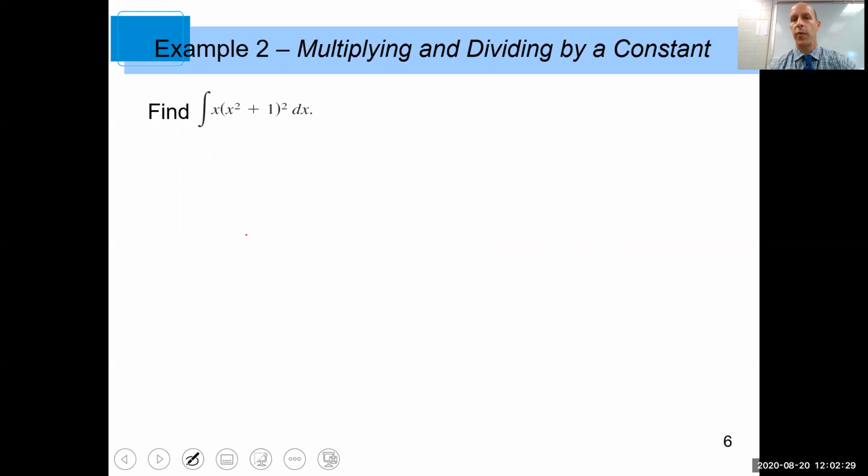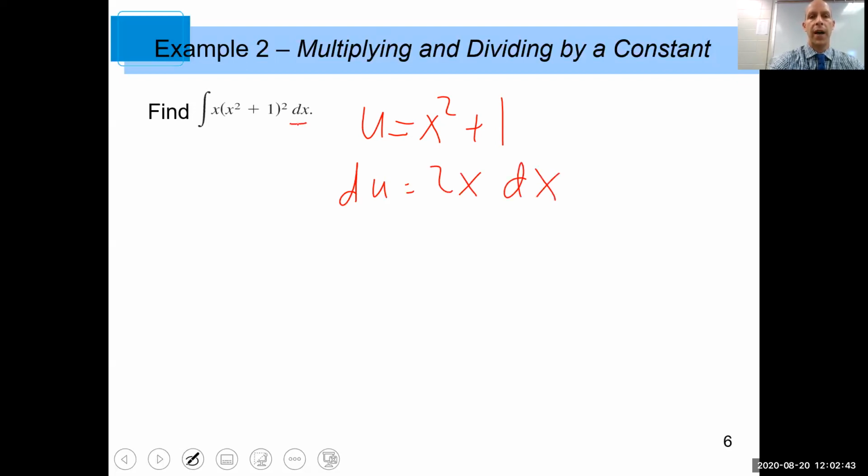This time we've got a slight deviation in that we're going to have a multiple to deal with. Again, I recognize that u is 2x plus 1, similar to the last problem. du is going to be 2x dx. Now here's the issue: I've got the dx and I've got the x, but notice there's this factor of 2. So we're just going to move it over to the other side using division. We could say that 1/2 du is equal to x dx.